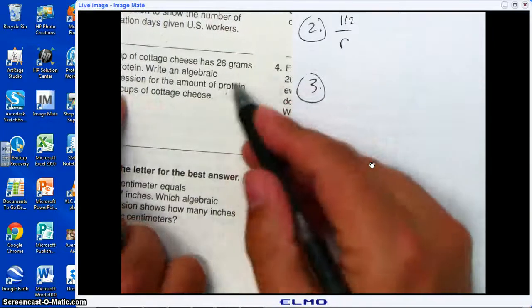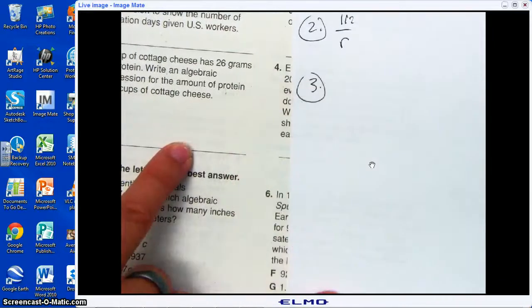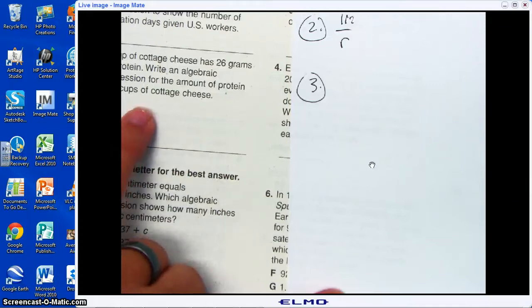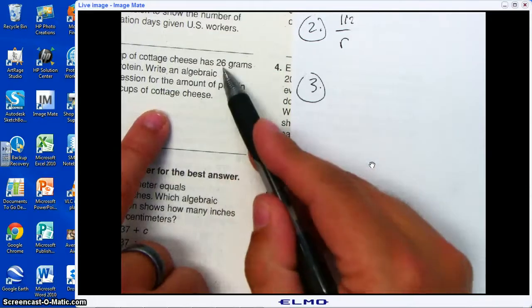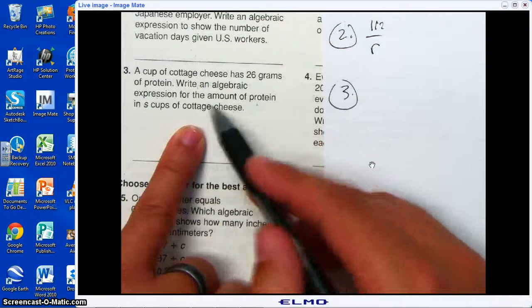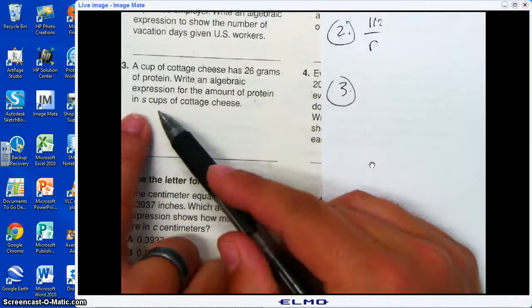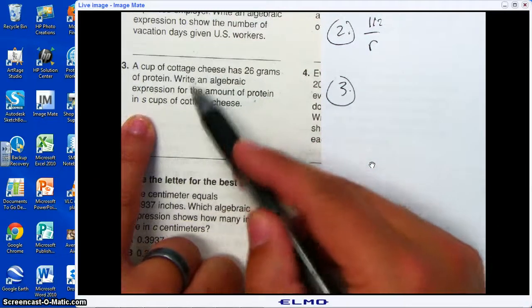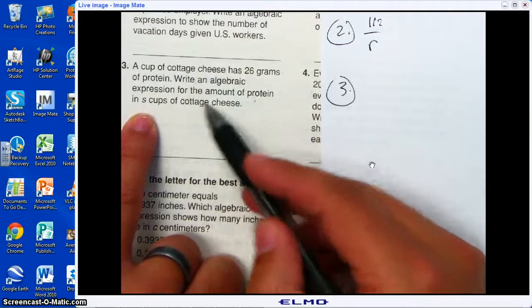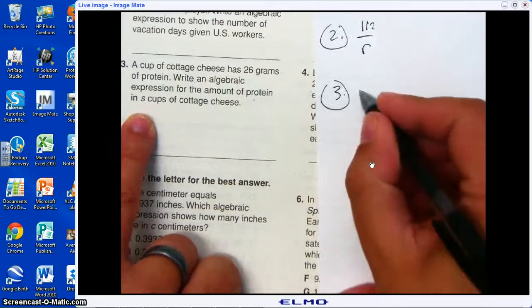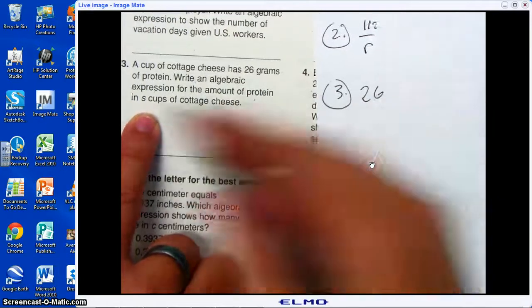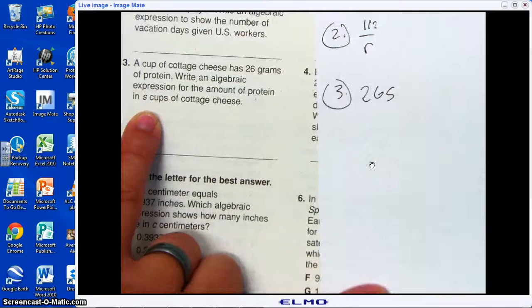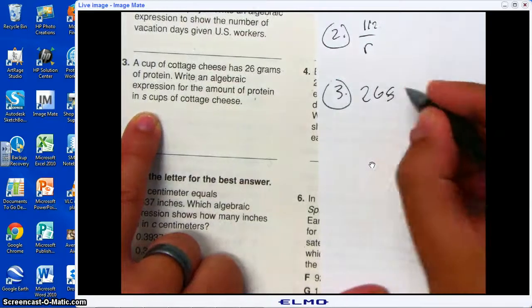Number three. A cup of cottage cheese has 26 grams of protein. Write an algebraic expression for the amount of protein in S cups of cottage cheese. So 26 grams in each cup. So if you have this many cups, how many? This is one of those where your understanding is more important. I don't see a keyword, but most of you understand, well, if I have 26 and I have that S times, it would be 26 times S. 26S.